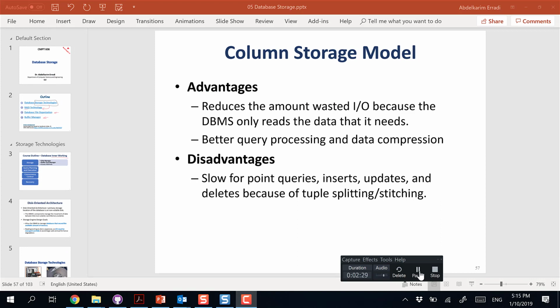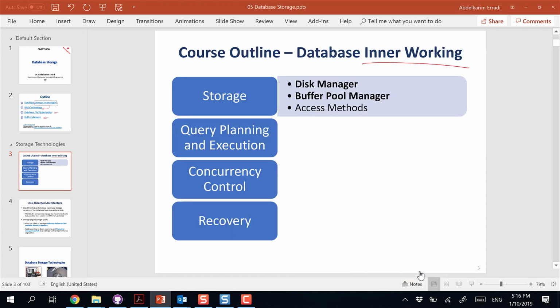So when we start talking about the inner working of the database, these are the typical topics that we will be covering. We will be covering how the storage works, the storage engine in the database, how does it work, and what are the major components of the storage engine. And in the storage engine, we talk about three things: the disk manager, the buffer pool manager, and access method. These are indexes. We'll be covering in future weeks.